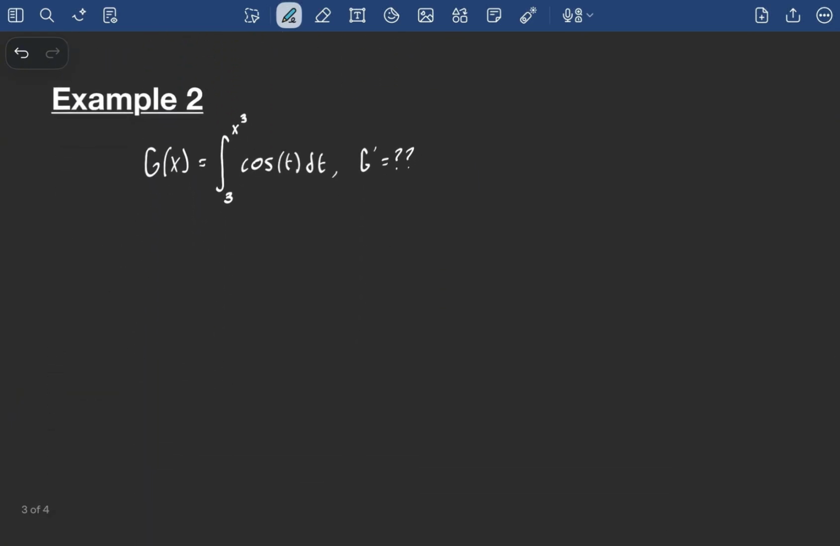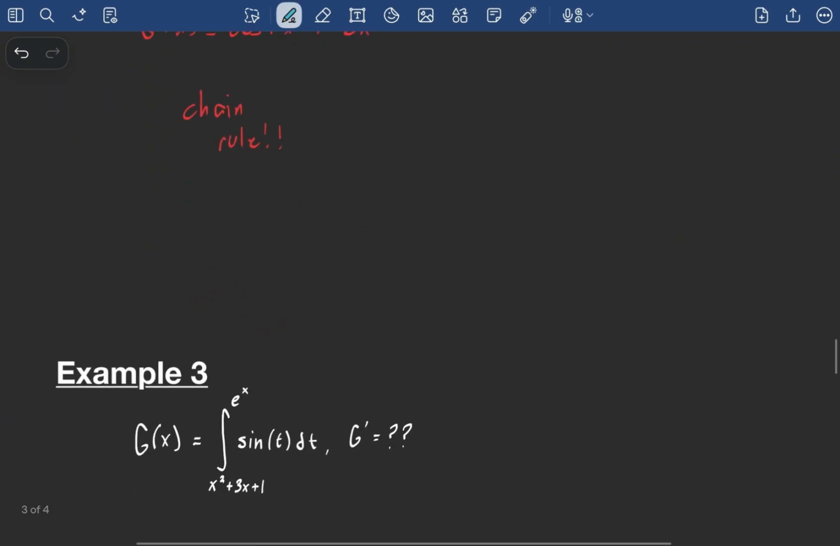Here we have a different one, but instead of having x, we have x cubed. Basically, all we're trying to test here is that when we take g prime of x, you replace all of your t's with whatever you have here, and end up with cosine of x cubed. And we just need to remember the chain rule. Since this isn't exactly just x, this is x cubed, we take the derivative of this and multiply at the end. So this would be 3x squared. And that would be the solution for our example 2. Remember, chain rule applies. Chain rule applies still with FTC.